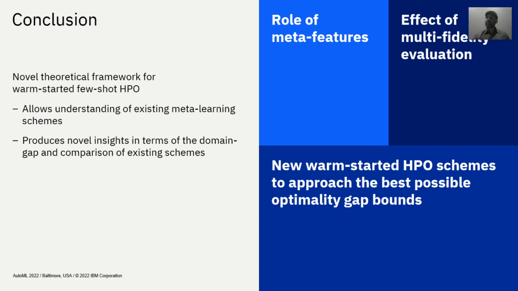Thus, to conclude, we present a novel theoretical framework for warm-started few-shot HPO. We use this framework to understand guarantees for existing meta-learning schemes and produce novel insights in terms of the relevant domain gap for the problem and for comparing different existing schemes.